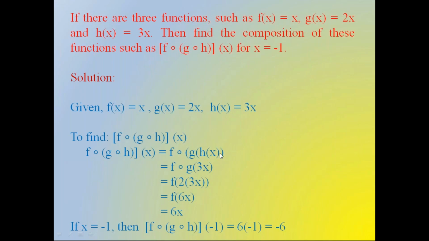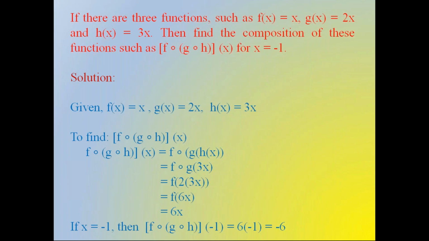We have to simplify one by one. Replace the h of x function as 3x. Now it will become f composite g of 3x. Now substitute the 3x in g of x. G of x is nothing but 2x. So 2 into 3x, if you multiply, it will become 6x. So f of 6x is nothing but 6x, since f of x is equal to x. So your answer is simply 6x.